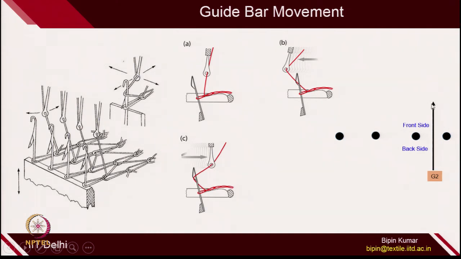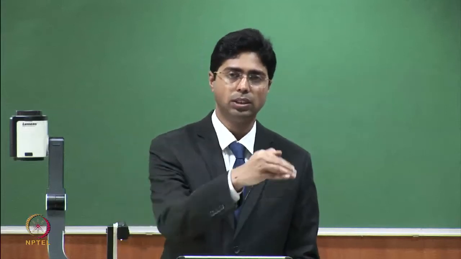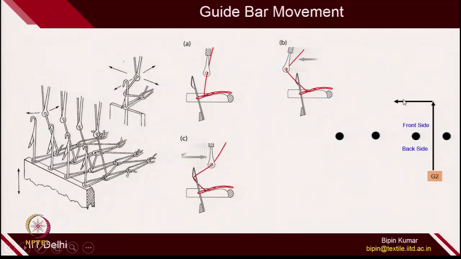The first movement is shifting from this point towards the left, because the guide has to supply the yarn. For supplying the yarn, it has to move a certain distance on the front side. This is the distance that the guide has to move on the front side, and after that it has to supply the yarn. Once it moves a certain distance and then swings back towards the back side, the yarn is now fed to the needle. Once the yarn is fed to the needle, the role of the sinker and pressure bar is important, which I am not describing here.